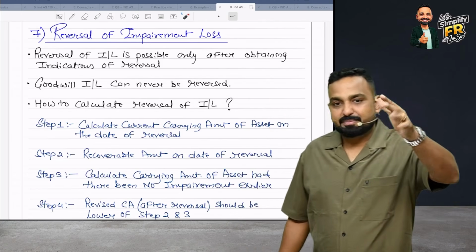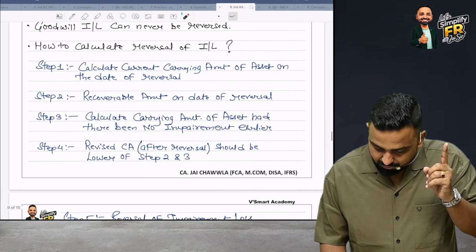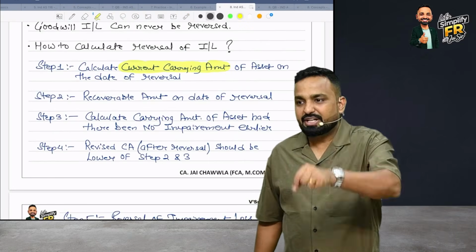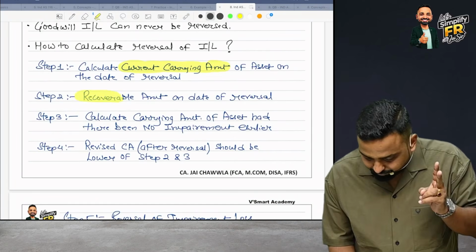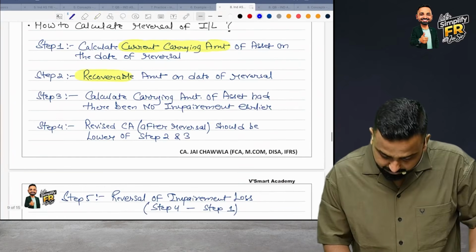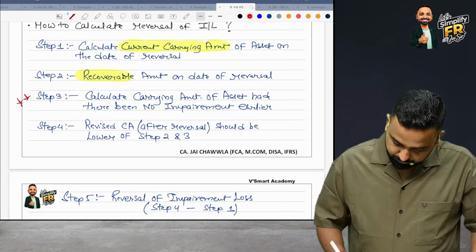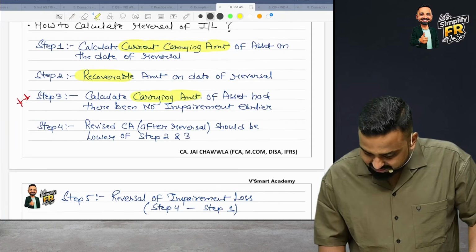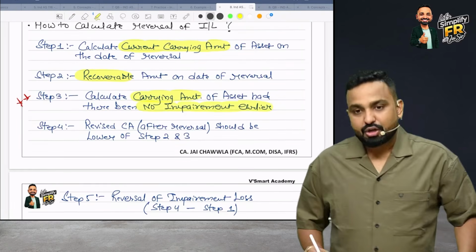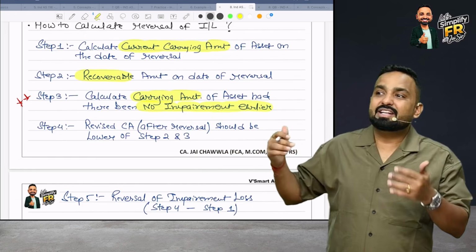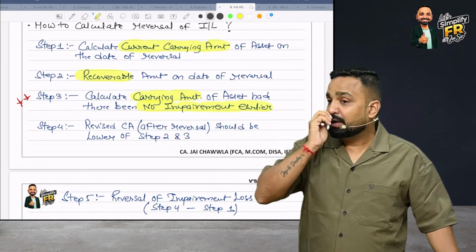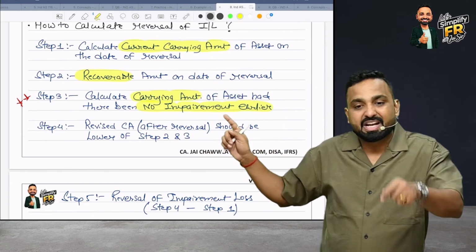You have to apply 5 steps. What are the 5 steps? Number 1, you want the current carrying amount of the asset on the date of reversal. Next, the recoverable amount will be given in the question. Third is very, very important: the carrying amount of the asset had there been no impairment earlier. So you will calculate this carrying amount considering that if you wouldn't have impaired that asset earlier, what should be the carrying amount today?